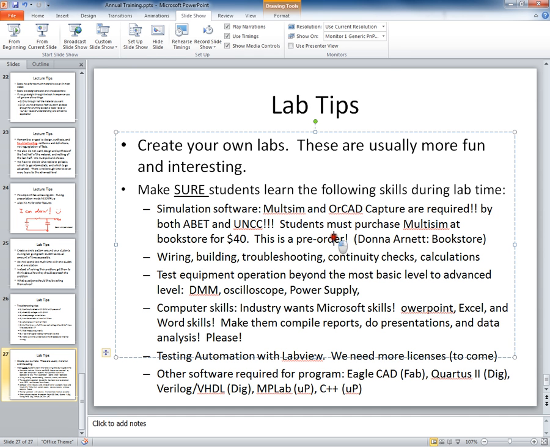It's a pre-order at the beginning of the semester. Need to order it at the end of the first week. Need to get all of it. Make sure the students talk to them and say, you need to order Multisim.